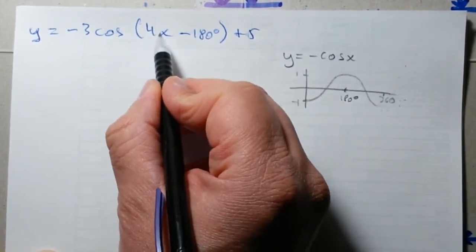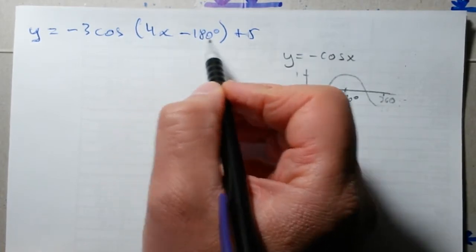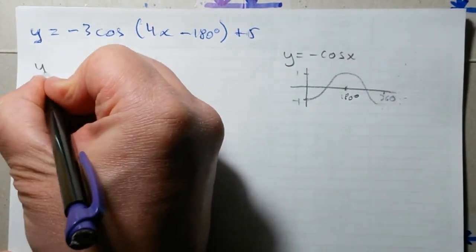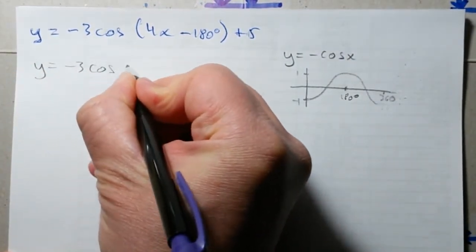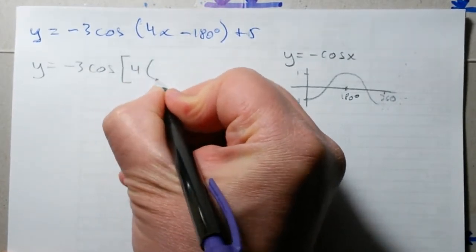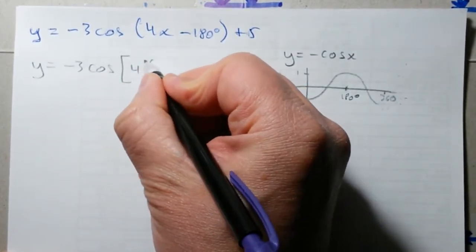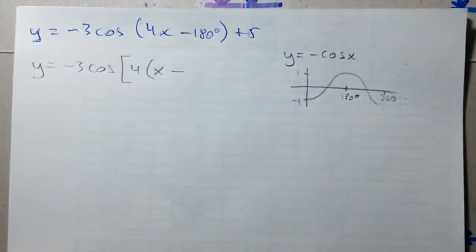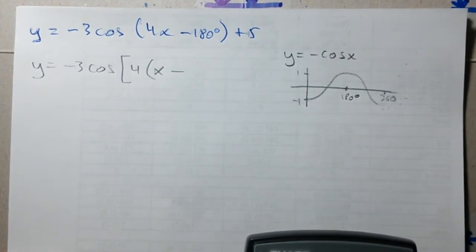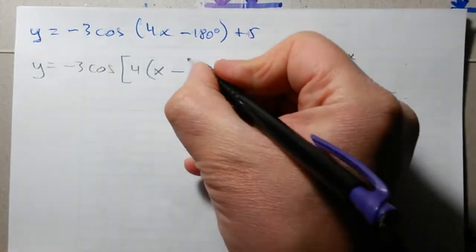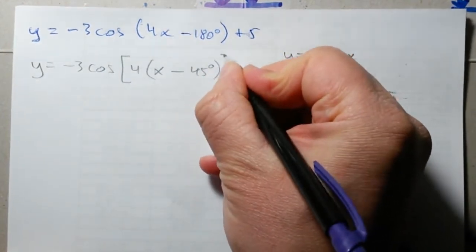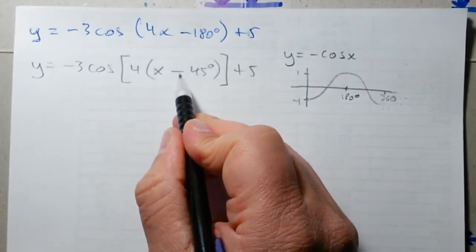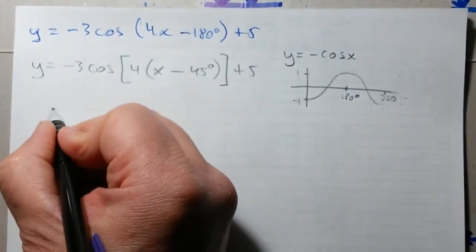What you have to do is you have to factor out the k from these two values. So watch out for these types of questions. You may see it in your textbooks. So let's do that first, and then continue collecting the rest of our data. So open bracket 4, open bracket, x minus, now what's 180 divided by 4? It's 45 degrees. Okay, plus 5. Now we know that it has shifted 45 degrees to the right. And now we can proceed on collecting all the other information.